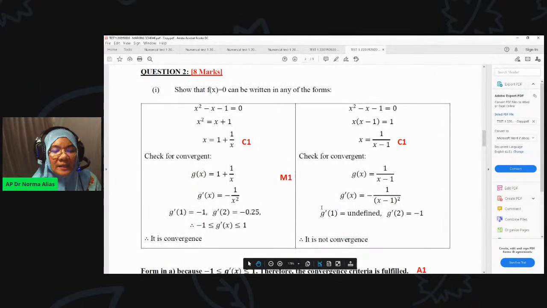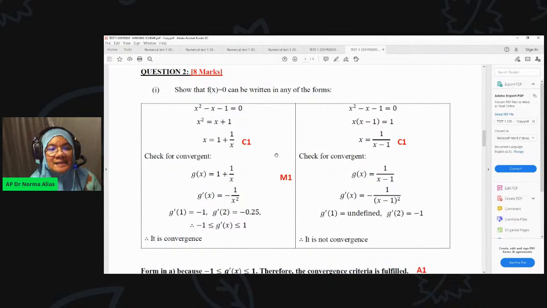We have two parts here. There are 8 marks here. Please follow me. C is correctness, M is method, A is answer. So there are 8 marks.